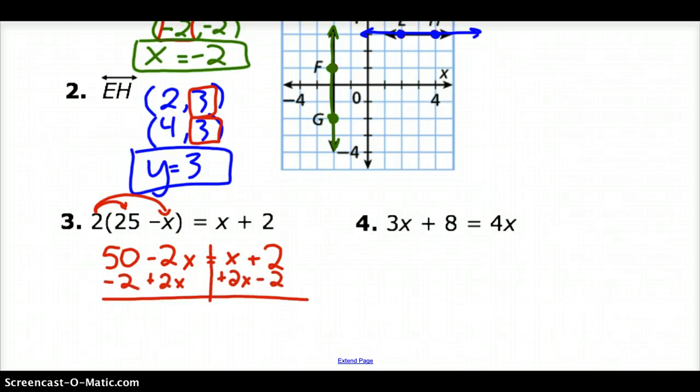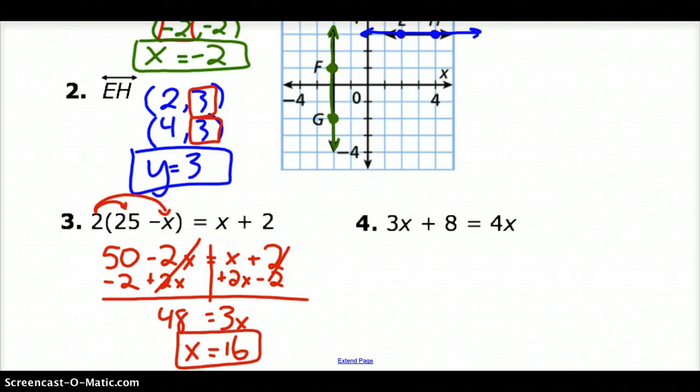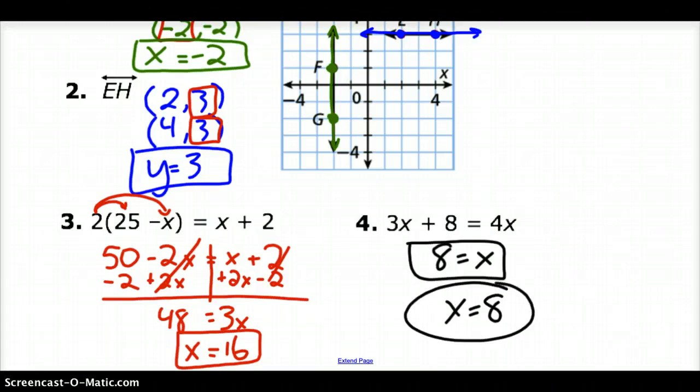Again, I wanted to move my x's to the right and my regular numbers to the left. So these will both add to 0 here, and I'll get 48 is equal to 3x. Now if I divide by 3 on both sides, I'll get that x is equal to 16. I know a lot of you know how to do this, but it's definitely a good review for some of us. And then finally in number 4, we want to subtract 3x from each side, giving us 8 equals x. It's really just as simple as that. That's going to be our final answer: 8 equals x, or x equals 8.